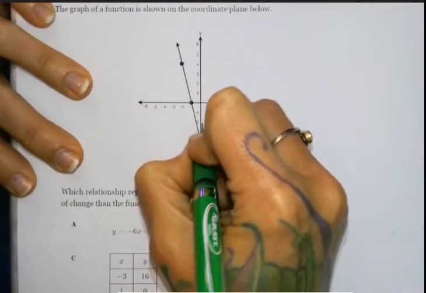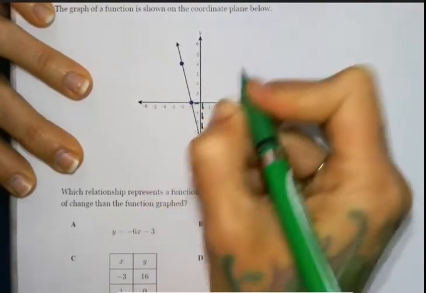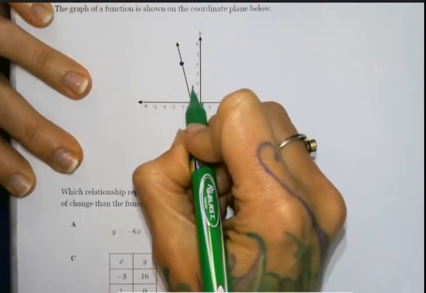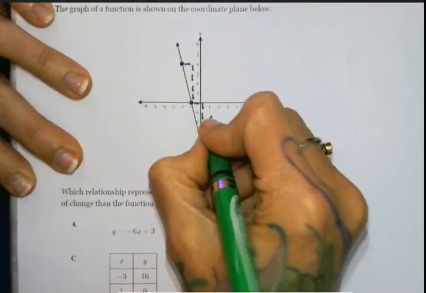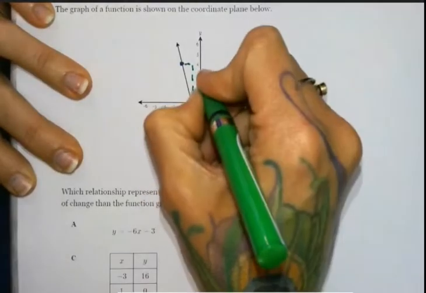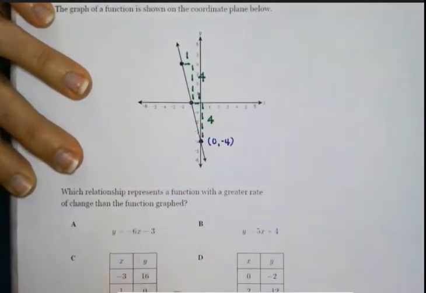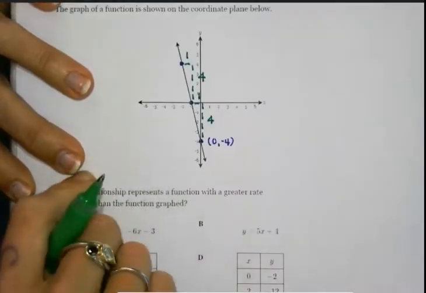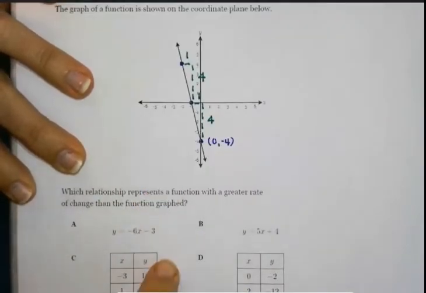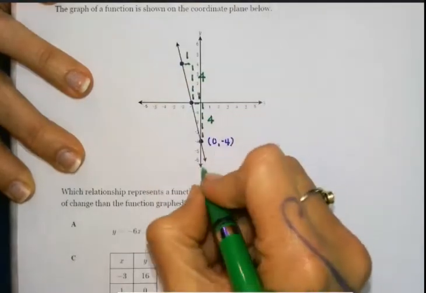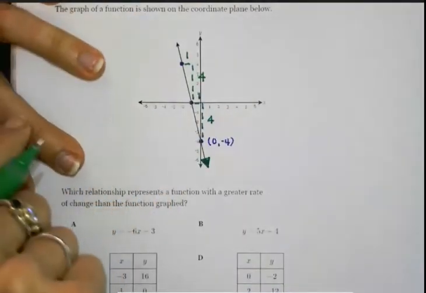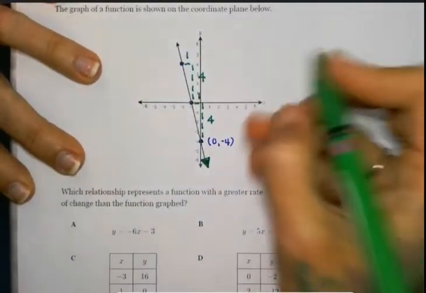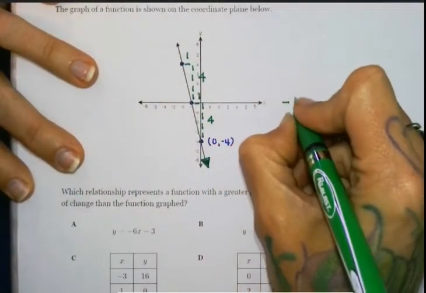So 1, 2, 3, 4 over 1. So up 4, run 1. So rise 4, run 1. Now in this case, I'm either going to the right one and down 4 or up 4 and to the left one. This line is indeed decreasing as it goes from left to right. It's going down. So that means it's going to be a negative rise over run.